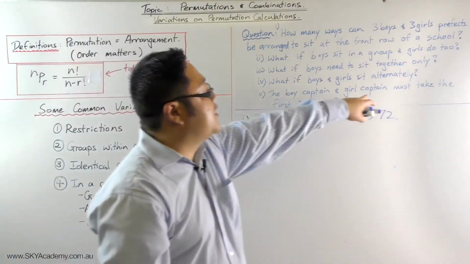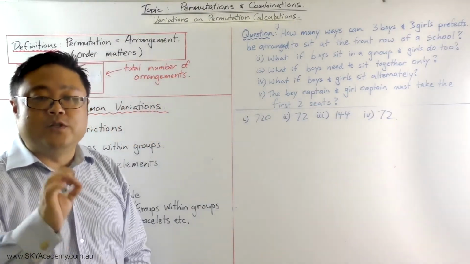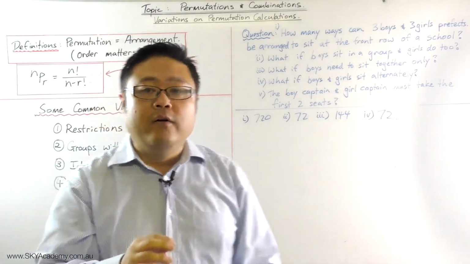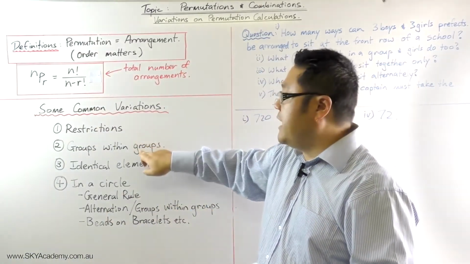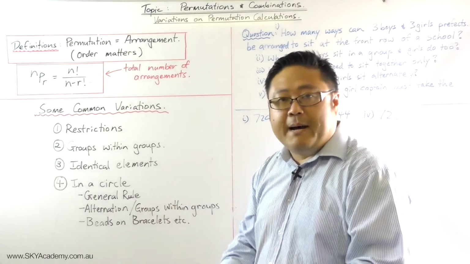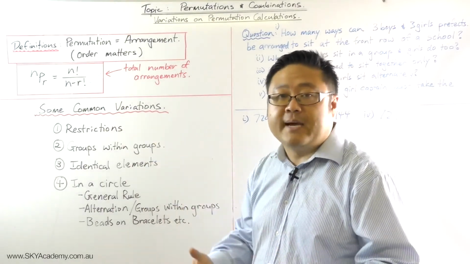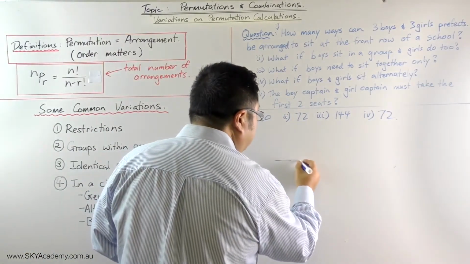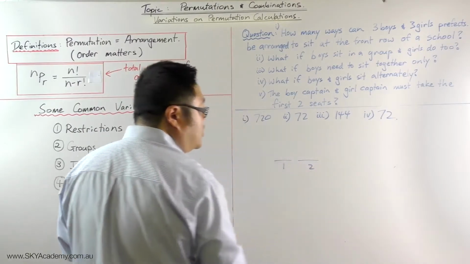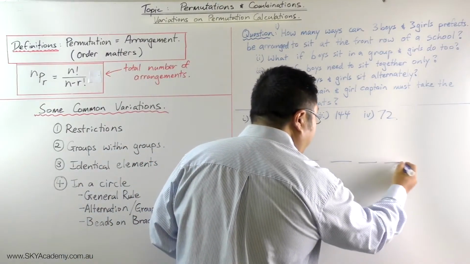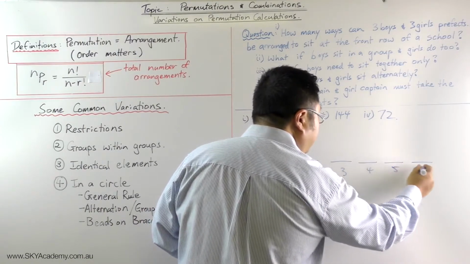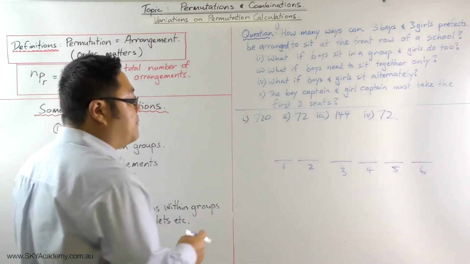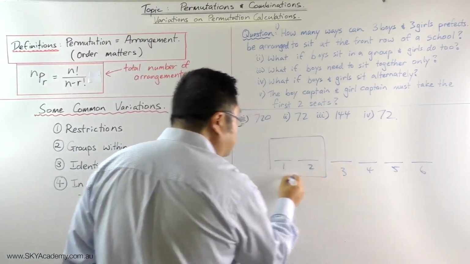The boy captain and the girl captain must take up the first 2 seats. All right? So this is a classic example of where the restrictions and the groups within groups, you're kind of doing both things at the same time, yeah? And let me show you how that particular thing works. So you've got the boy captain, you've got the girl captain, this is position 1, this is position 2, and then you've got 3, 4, 5, and 6. Now, the boy captain and the girl captain need to occupy these 2 positions. Got it?